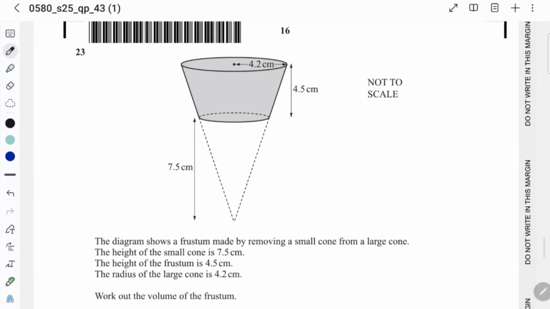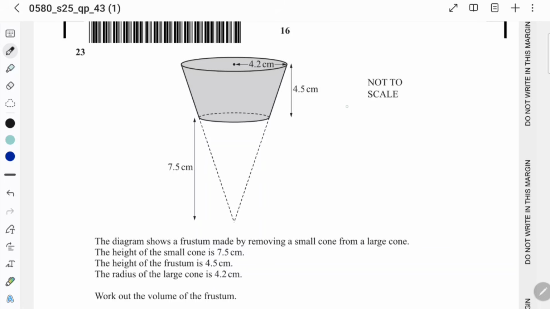In the next question, question number 23, a frustum is there. The diagram shows a frustum made by removing a small cone from a large cone. The height of the small cone is 7.5 centimeters. The height of the frustum is 4.5. The radius of the large cone is 4.2. Work out the volume of the frustum. Obviously we will find out the volume of the larger cone minus the volume of the smaller cone.